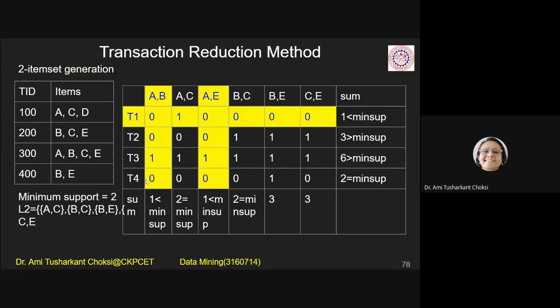Now for the T4 transaction, we have only B and E. AB? No. AC? No. AE? No. BC? No. BE? Yes. So for that only we are putting 1, and for all others we are putting 0. Now what is the total? Now this total we are having is 1, right?